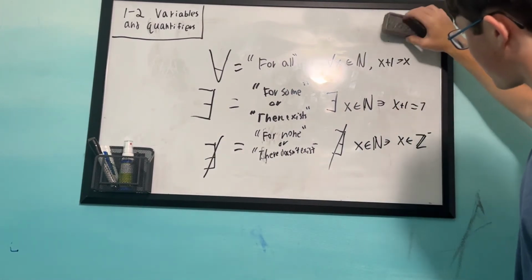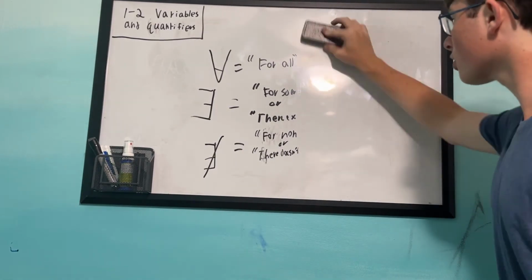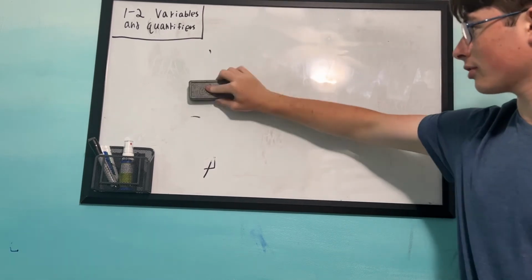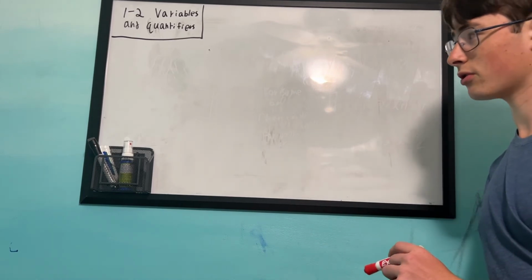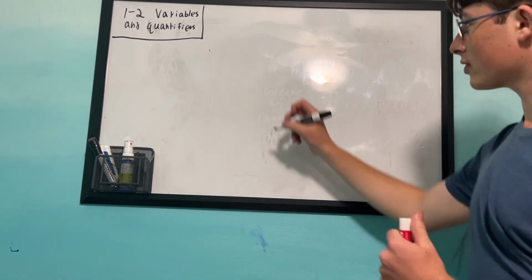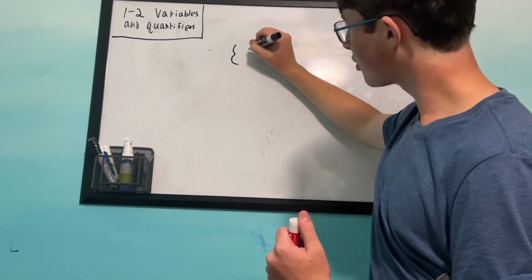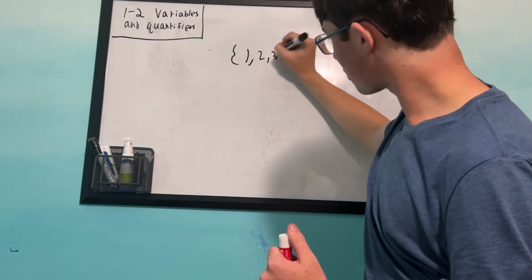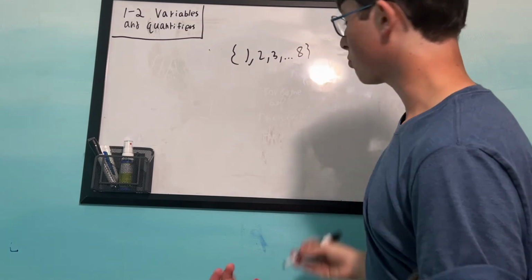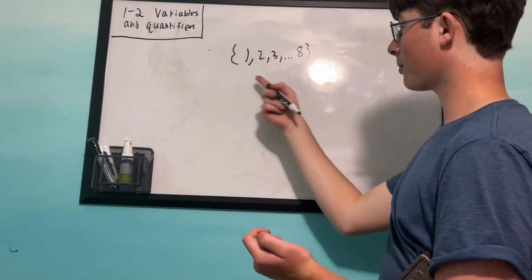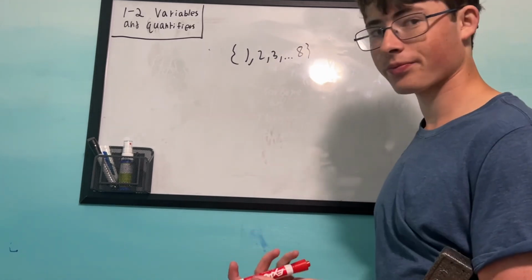Just one other extra tidbit of information that might be useful to you. This is more relevant to the last unit, but still useful to know. If you have a set, let's say the set 1, 2, 3, and it goes to 8, it's pretty clear there's 8 items in the set: 1, 2, 3, 4, 5, 6, 7, 8.